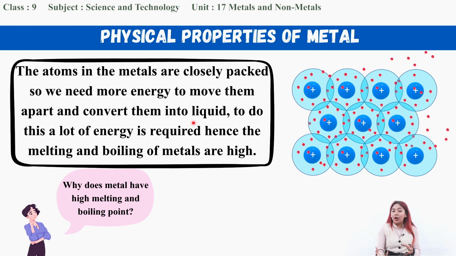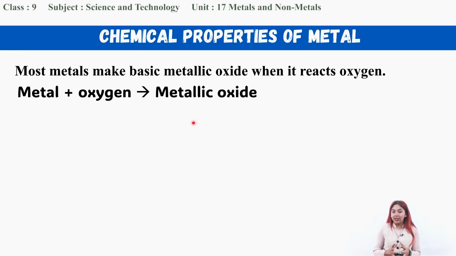That is the reason why the melting and boiling temperature of the metal is very high. Now let us study about certain chemical properties of metals. So the first property that we will discuss here is, most of the metals, when they are burned in the presence of oxygen, react with oxygen. When they react with oxygen, they form metallic oxide, and those metallic oxides are usually basic.